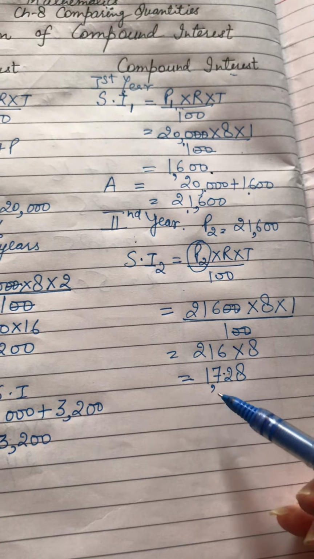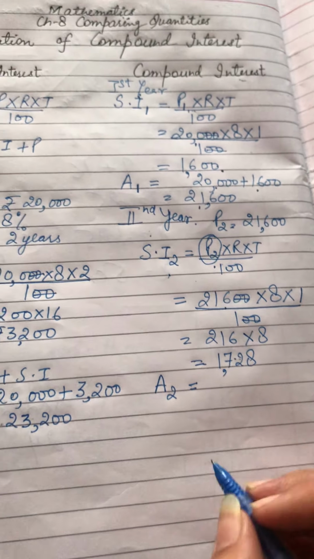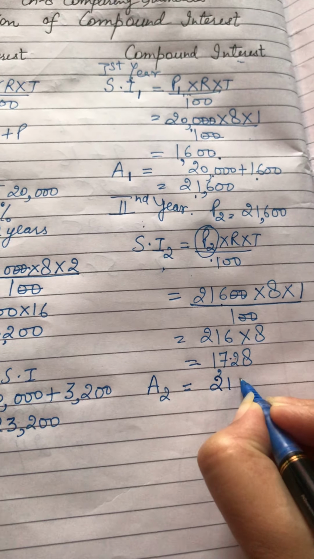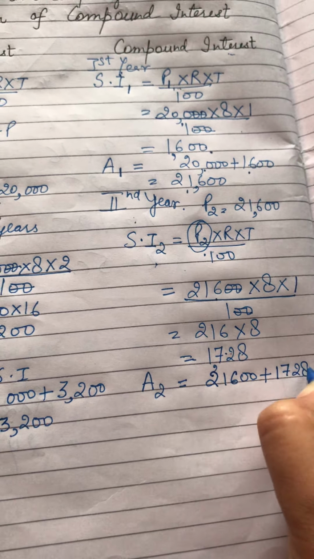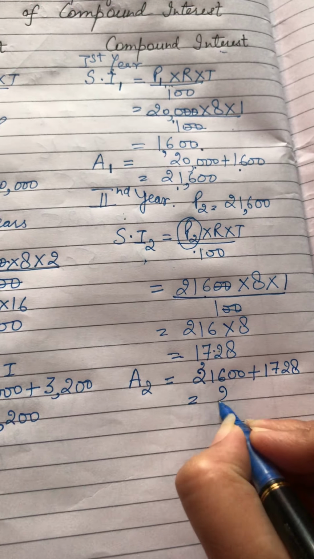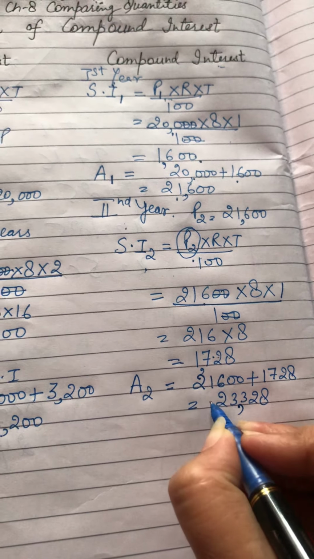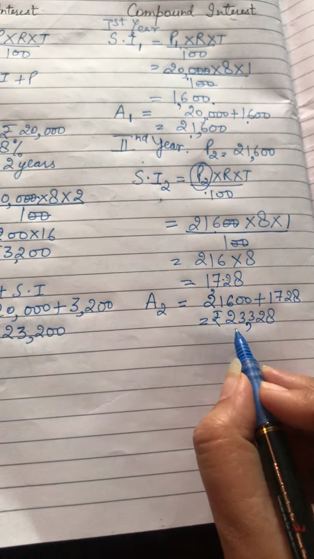Now what is the amount 2? This was the first amount at the end of the first year. Now this is the amount at the end of the second year. You will get this by adding the second principal and the second interest. That means 21,600 plus 1728, which equals 23,328. So this is the amount which he has to pay at the end of the second year.